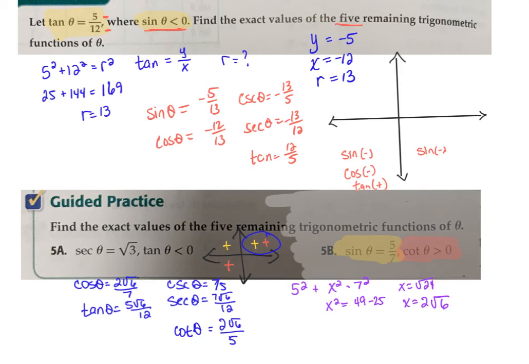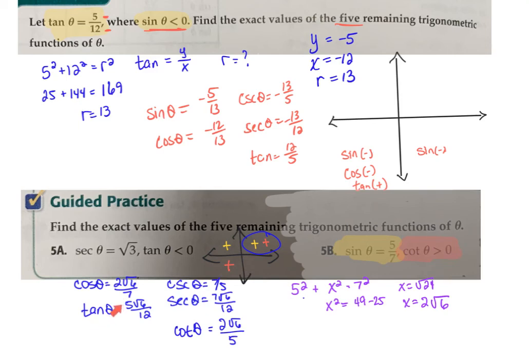So for this one, you should have calculated your x. They gave you your y over r. So 5 squared plus your x squared equals your r squared. 49 minus 25, square root of that is 2 square root of 6. So cosine is going to be x over r, 2 square root of 6 over 7. Tangent is going to be your y over your x.